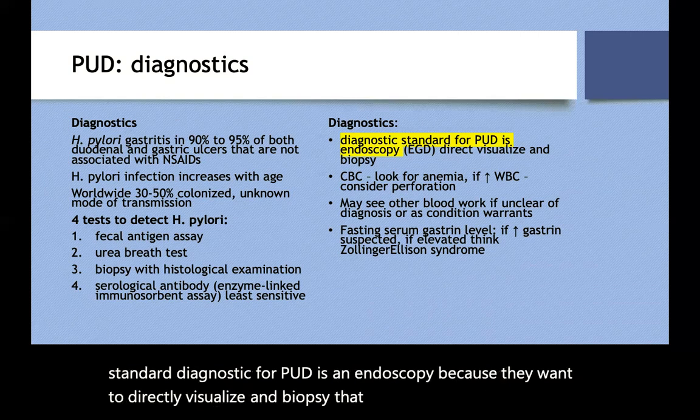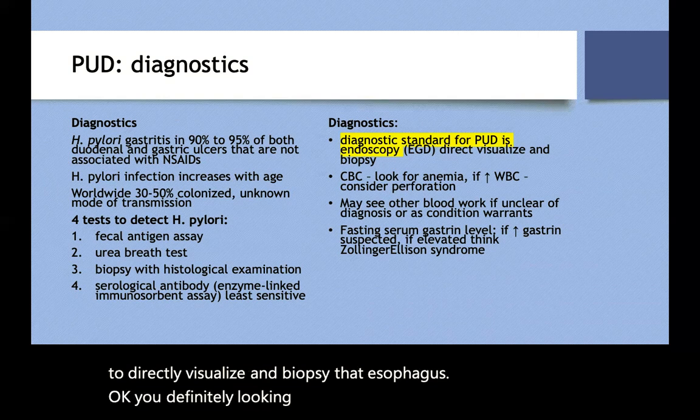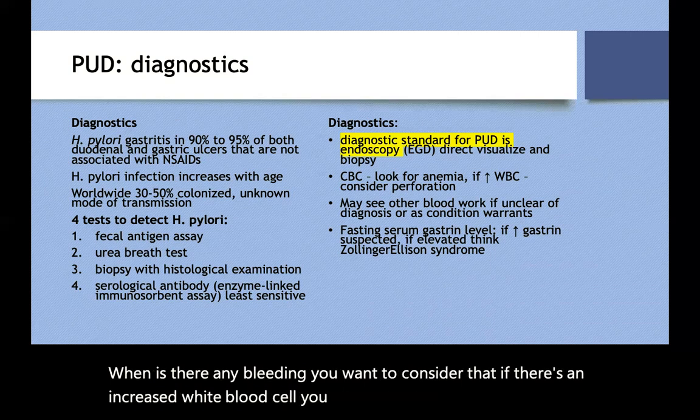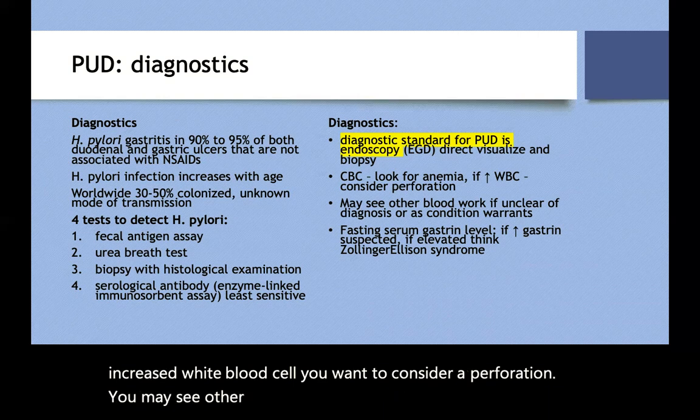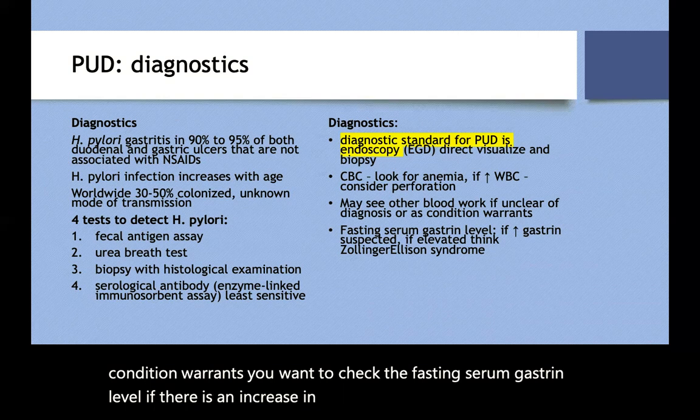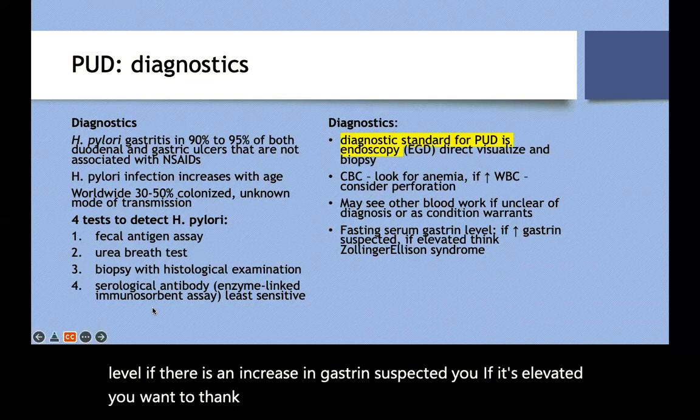Okay. You're definitely looking at your CBC, you're looking for anemia. Is there any bleeding? You want to consider that. If there's an increased white blood cell count, you want to consider perforation. You may see other blood work if the diagnosis is unclear or as the condition warrants. You want to check the fasting serum gastrin level. If there is an increase in gastrin suspected, if it's elevated, you want to think Zollinger-Ellison syndrome. You want to consider that in your diagnostics.